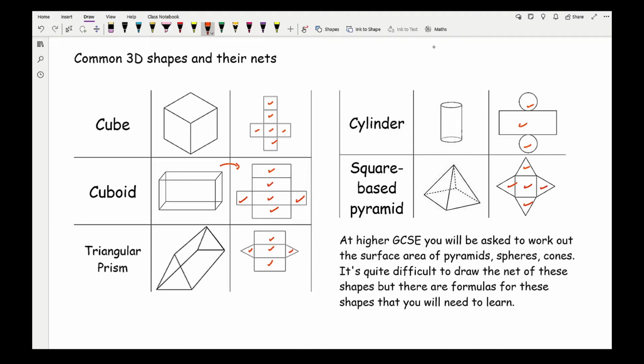Now, at higher GCSE, you will be asked to work out the surface area of more complex shapes, such as pyramids, spheres and cones. It's quite difficult to draw the net of those shapes, but there are formulas for these shapes that you will need to learn by heart. In some cases, it might be given to you in the exam paper, but sometimes it's not, which we will cover at the end of this video.